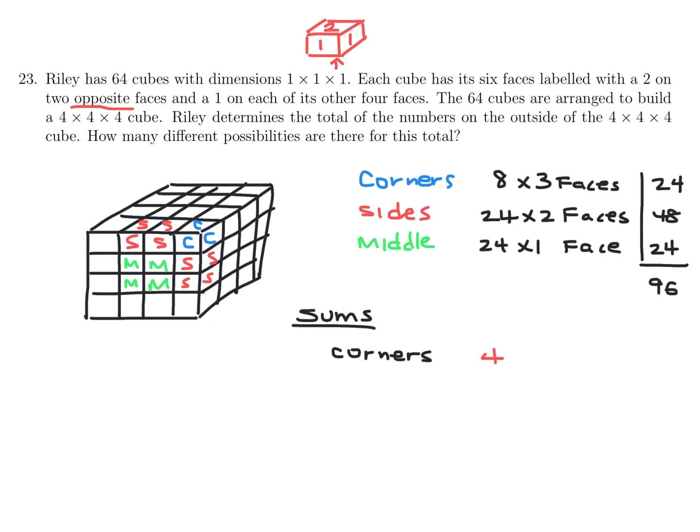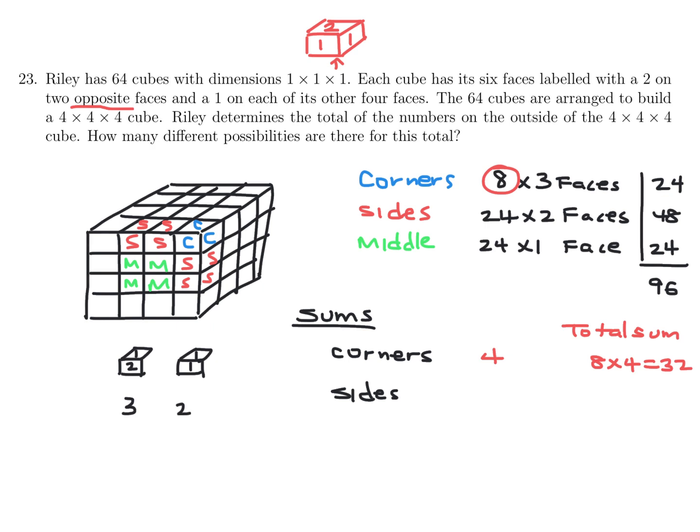Since there's 8 corners, and the total sum for each is 4, so 8 times 4, which is 32. Okay. Now let's turn our attention to the sides. The sides, okay, we got a couple possibilities there. If you have like that, you could have a 1, 2, or you could have a 1, 1. You can't have 2, 2 because the 2's have to be on opposite. So the sum would be either 3 or 2.